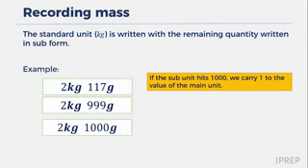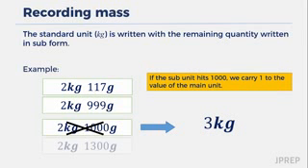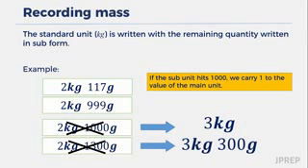So when we have 2 kilograms and then 1000 grams, we do not write it like this, but rather we convert the 1000 grams into 1 kilogram and add it to the 2 full kilograms, which will give us 3 kilograms. If we have 2 kilograms and then 1300 grams, we have to keep the 2 kilograms and then we will convert this to 3 kilograms 300 grams, because the 300 grams does not reach 1000 yet.